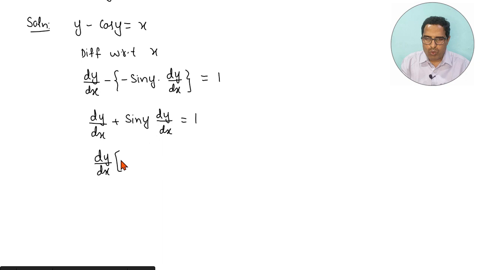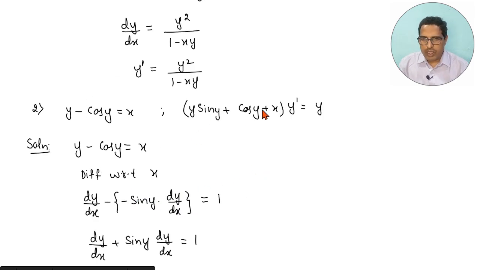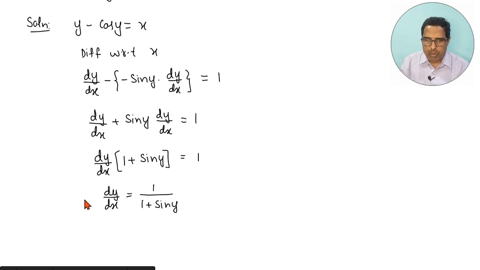So we will be left out with 1 here, and here sine of y. This will be equal to 1, or dy by dx will be equal to, you can just cross multiply this 1, it becomes 1 by 1 plus sine of y. Now we will take the left hand side value, substitute the value of y dash and try to get the right hand side value. So this dy by dx is nothing but your y dash.